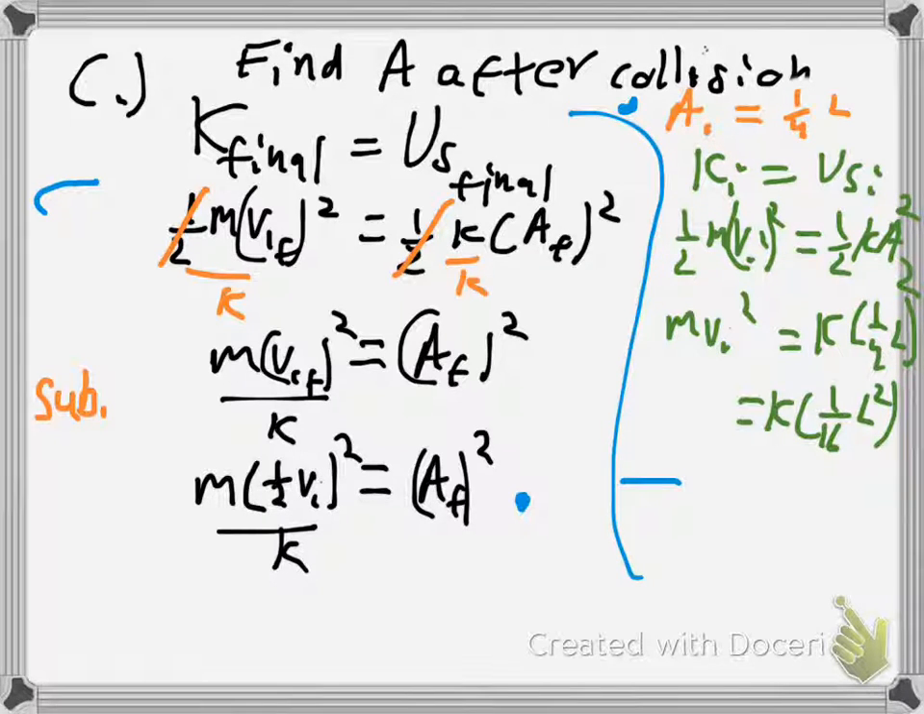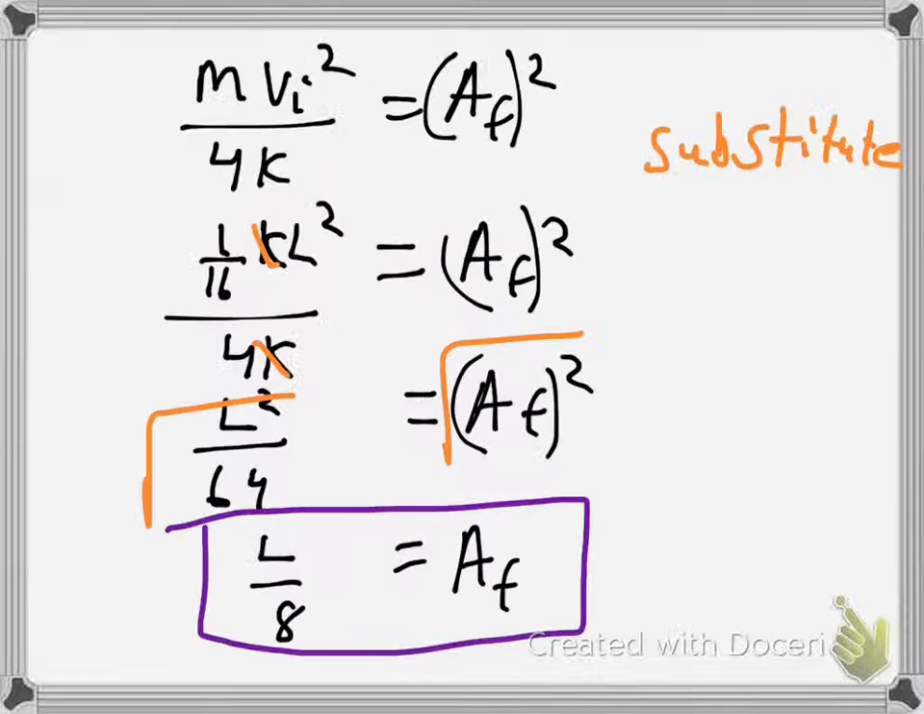There we go. We have 1/2 mass times the initial velocity squared is equal to 1/2 times k times the original amplitude squared, which is 1/4 L. And so here, once again, we're going to use substitution. We get m v initial squared is equal to k times 1/16 L squared. We're going to use this later on. Okay, so I'm going to go to next.